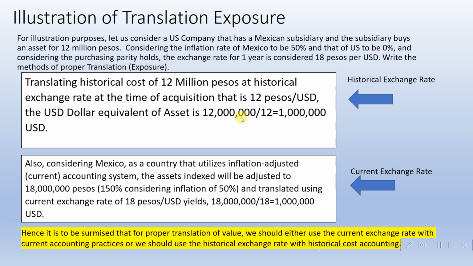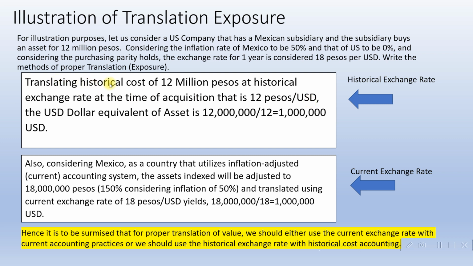So here there are a few factors we have to consider. One is we can do this on the basis of a historical exchange rate, and we can do it on the basis of the current exchange rate. What is the current exchange rate here? It is 18 pesos per USD. What might be the historical exchange rate, considering the inflation rate of 50% or not? It might be much lesser. In the case of the historical exchange rate, we do not take into account the inflation rate, so it is kept at 12 pesos per USD.